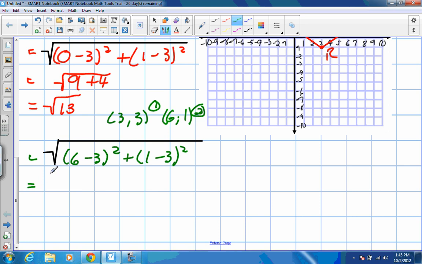Find the square root. What is 6 minus 3, squared? 1 minus 3? Negative 2 squared. 9 plus 4 under the square root. What's this distance? Root 13. That's 2 of them. You can still have 2 sides that are the same and the other 2 don't have to be.